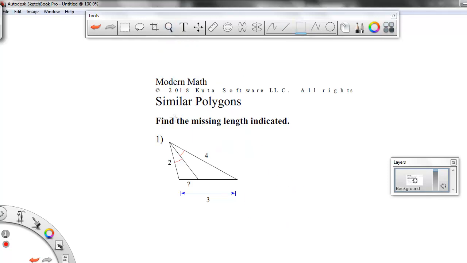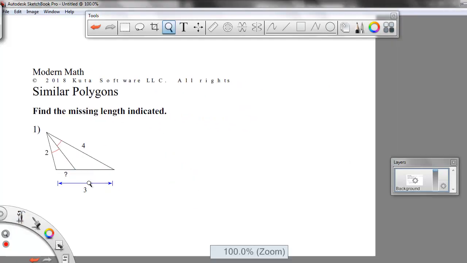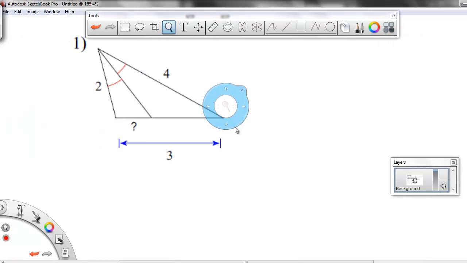Welcome. This video is going to go over finding missing links of similar polygons. We're starting with some of the hard ones first, where instead of having two separate images that are similar, we have a specific relationship that happens when you have triangles of this type.